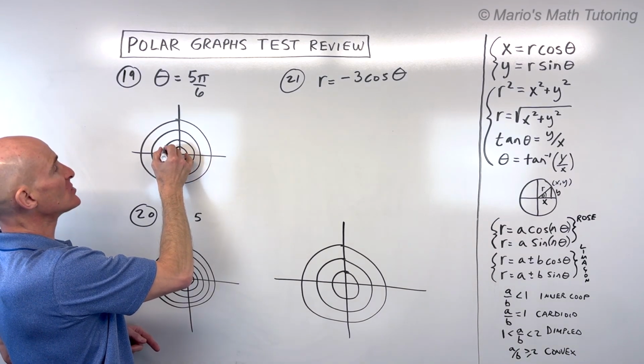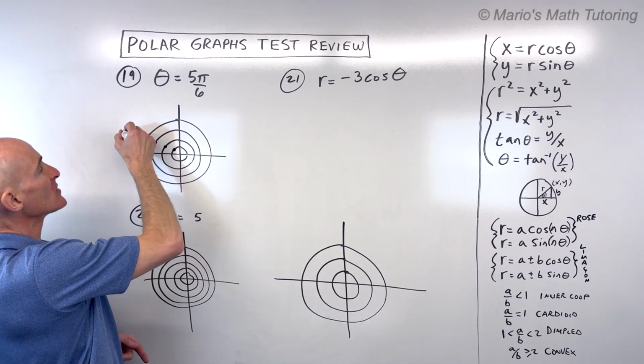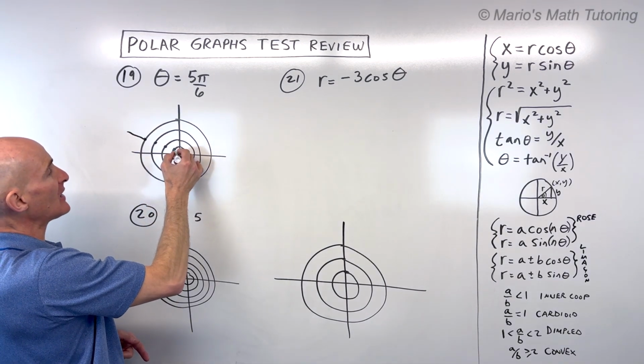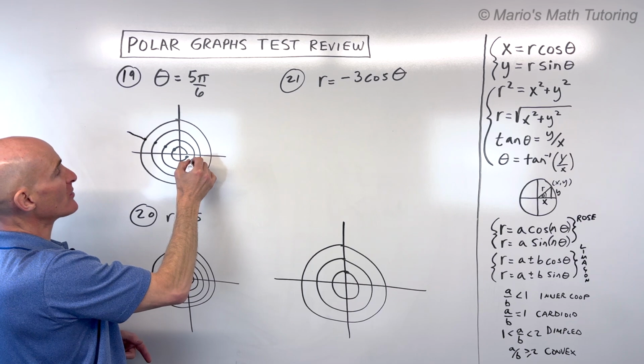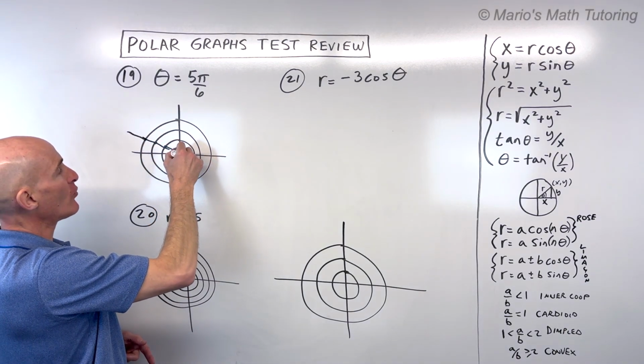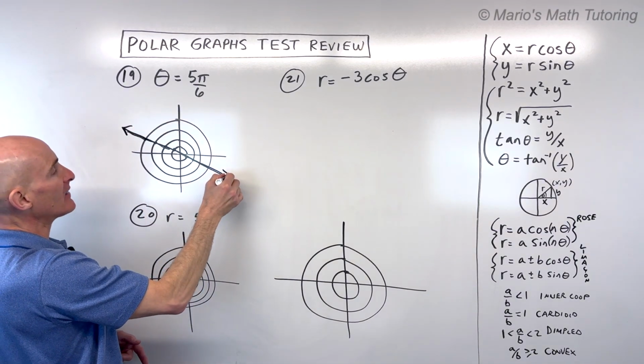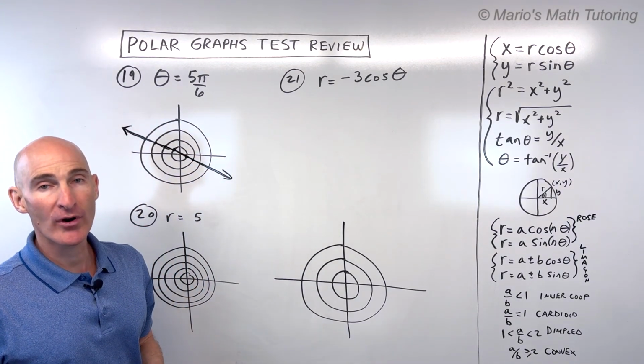Now, if the r value was 1, the point would be right here. If the r value was 2, the point would be right here. If the r value was 3, it'd be here. If the r value is 4, it's here. So you can see that it's any point. Now, if it was a negative 1, the r value would be here. If it was a negative 2, because you go through the pole the other direction. So basically any point on this 5 pi over 6 line, that's our polar graph.